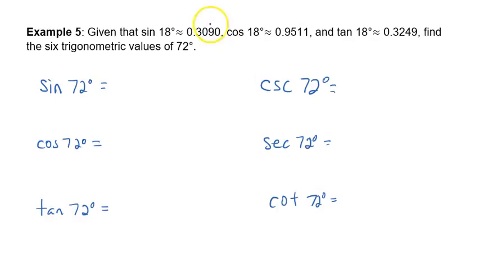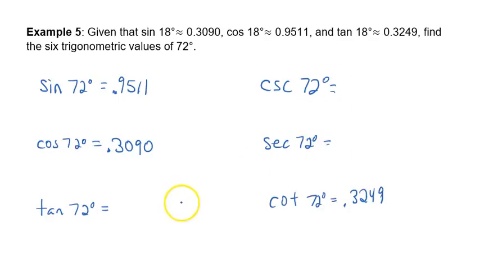Now the first thing I'm going to focus on is the cofunction relationships from today's lesson. The sine of 18. 18 is the complement of 72, so the sine of 18 would be the cosine of 72. So I can just copy that number down here. And then I'm going to move on. The cosine of 18 would be the sine of 72, so 0.9511. And again, those are from our cofunction relationships today. And then tangent of 18 would be the cotangent of 72, so 0.3249.